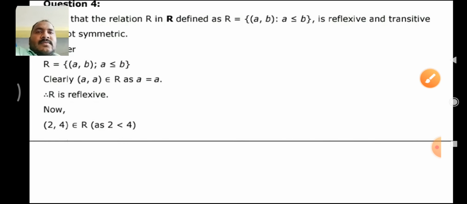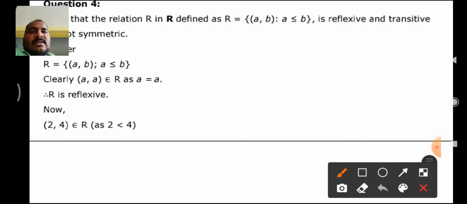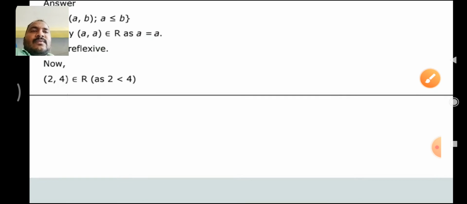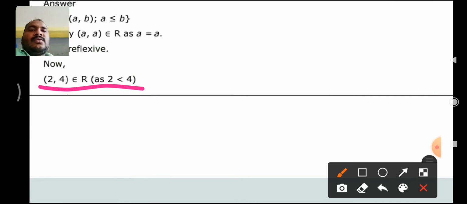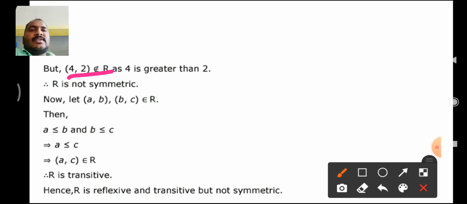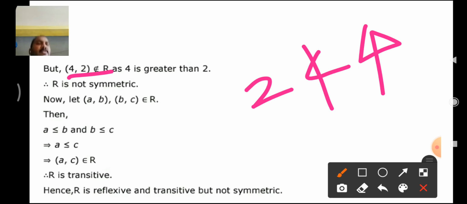Here R is defined like this: R = {(a, b) such that a is less than or equal to b}. Clearly (a,a) belongs to R as a = a, so R is reflexive. Next, (2,4) belongs to R as 2 is less than 4. But (4,2) does not belong to R because 4 is greater than 2, or 2 is not less than 4. Because of this, R is not symmetric.